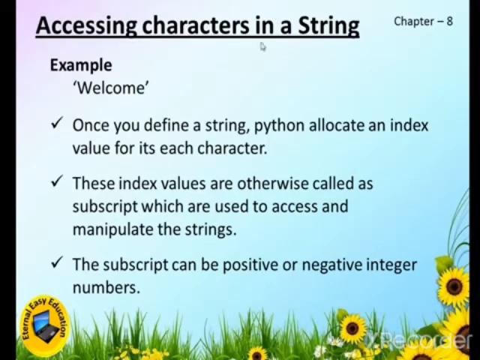How to access the characters in a string? When you define a string, Python allocates an index value for each character, like our array. These index values are otherwise called subscripts, which are used to access and manipulate the strings. Subscript can be positive or negative integer numbers. You note down this because positive or negative integer subscript is only in Python, not in C++.